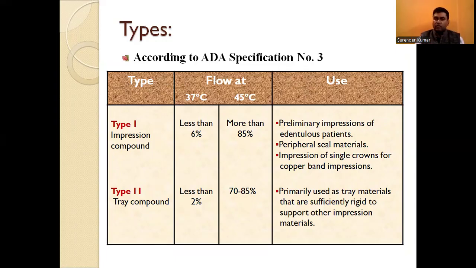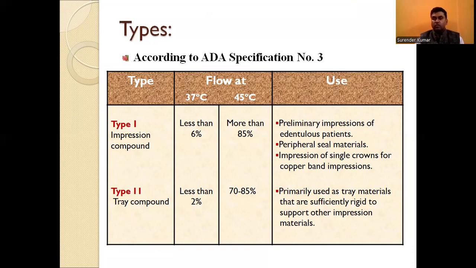Type 1 is impression compound, type 2 is tray compound. Type 1, that is impression compound, should flow at mouth temperature, that is 37 degrees centigrade. The flow should be less than 6% at mouth temperature, whereas at 45 degrees centigrade, it should flow more than 85%.